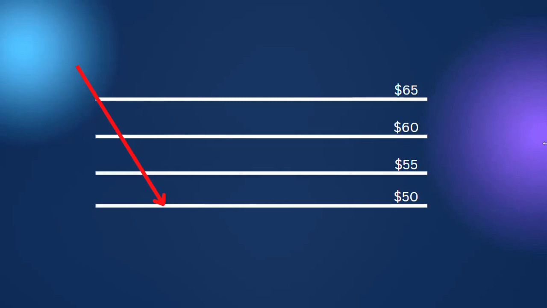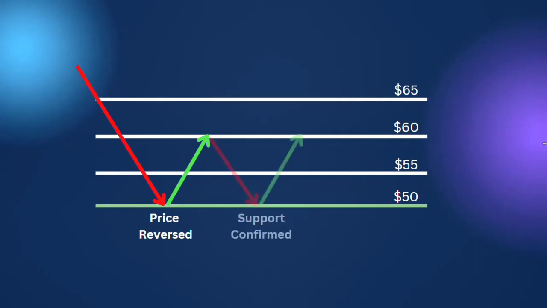Suppose the price was dropping continuously, but when the price reached the $50 level, you see a reversal. That means that $50 could be a potential support. If you see a reaction to that same level for the second time, you can mark this area as support. Next time when the price comes to the $50 mark, you are going to buy because there is a high probability that the price will bounce from this level again.